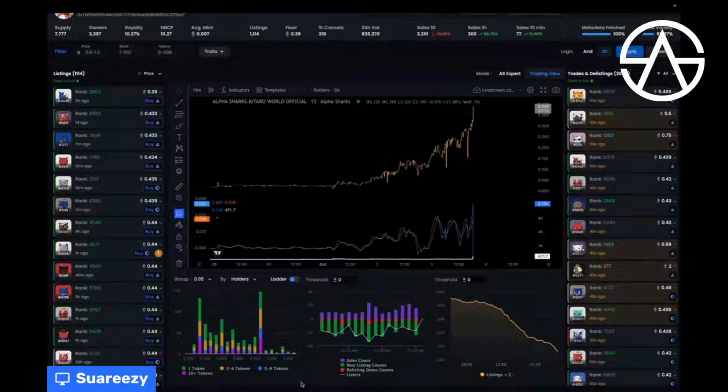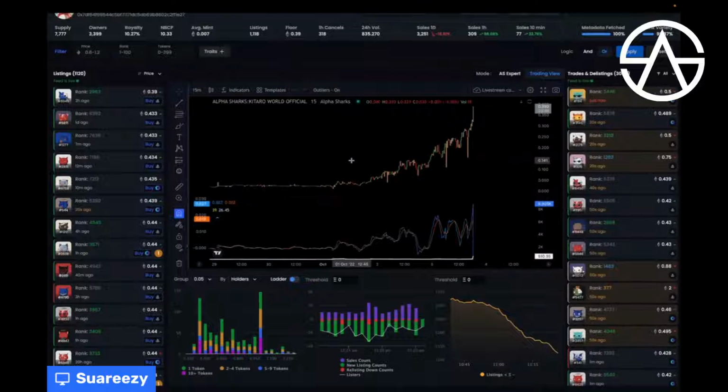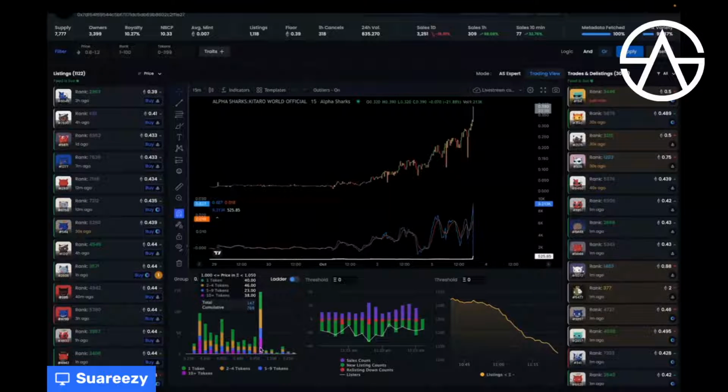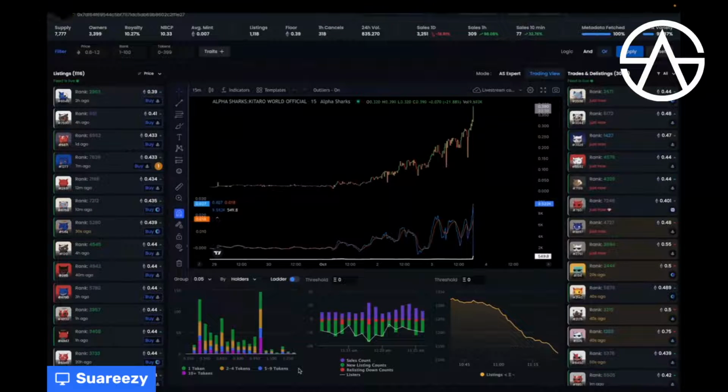Blue is going to indicate 5 to 9 tokens, and purple is going to indicate 10 plus tokens. So what this does is give us a breakdown of the sell walls and how thick they actually are. If we see lots of people with 10 plus tokens or 5 to 9 tokens, this is probably going to be some thicker walls to get through, because at this point, we're indicating that these people have lots of tokens to de-risk.